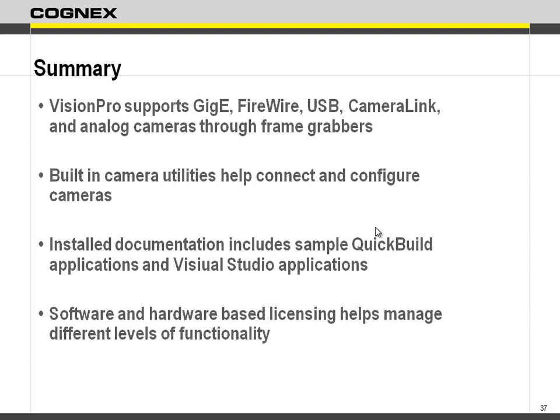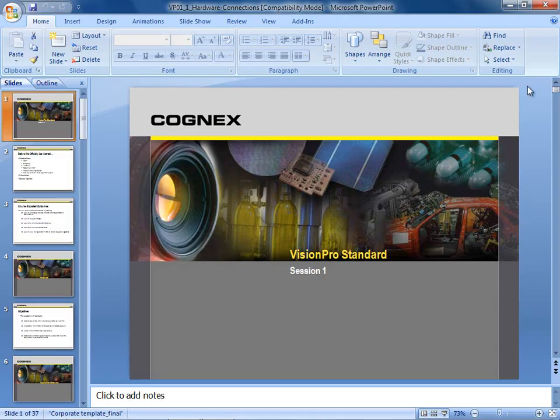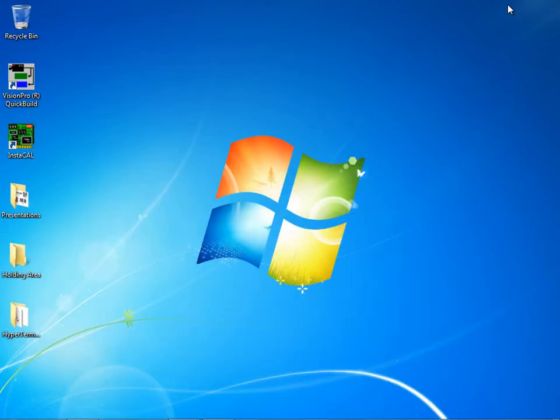We also have built-in camera utilities to help you connect and configure your cameras. Keep in mind we've got a lot of documentation in there, a lot of resources, so sometimes you have to think about where you're looking, but it does definitely help you. Their documentation is incredible. And also keep in mind that you do have license-based for this. If you don't have a license, whether it's a hardware or software license, VisionPro will not run if it doesn't see the license.